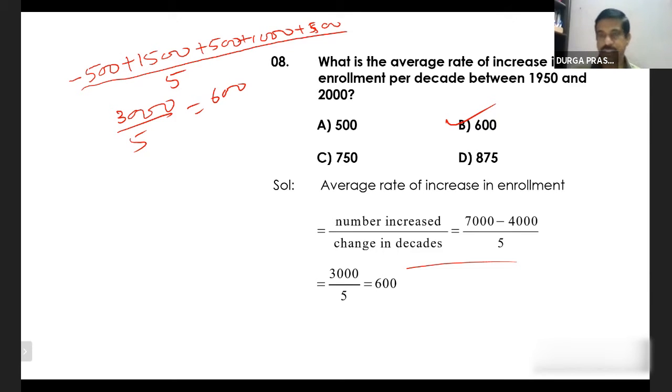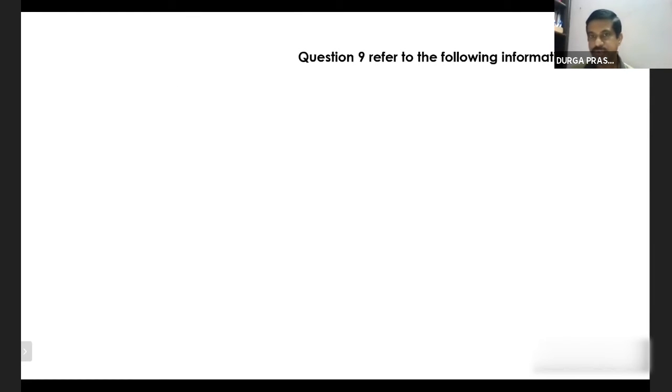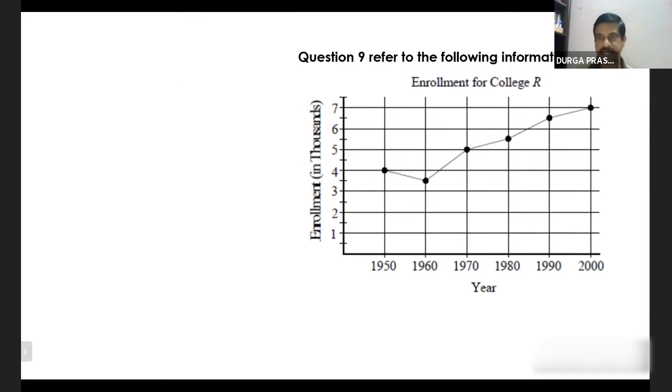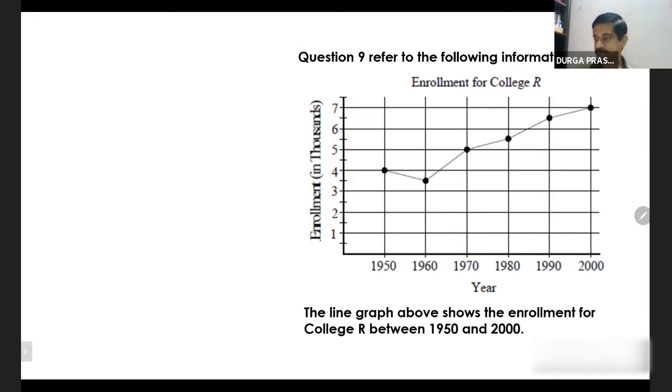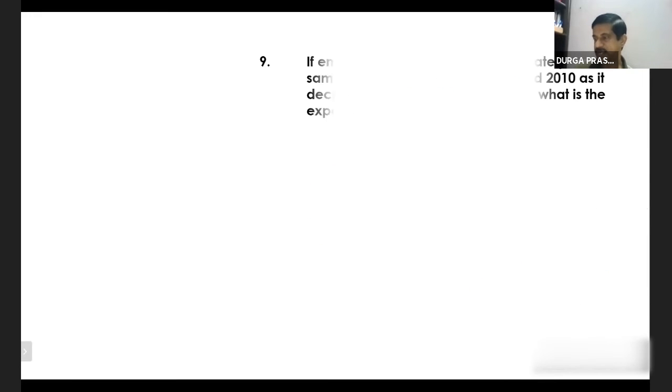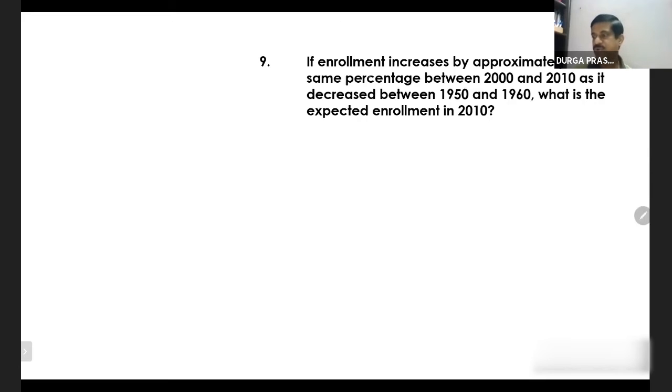Okay, let us go to the next question. Question 9 refers to the following information. Again, it's the same information that we have seen, so there is no need to read it, but just to repeat, it is a decrease of 500, an increase of 1500, an increase of 500, an increase of 1000, an increase of 500. So this is the data. Now, the question is important. If enrollment increases by approximately the same percentage between 2000 and 2010 as it decreased between 1950 and 1960, what is the expected enrollment in 2010?